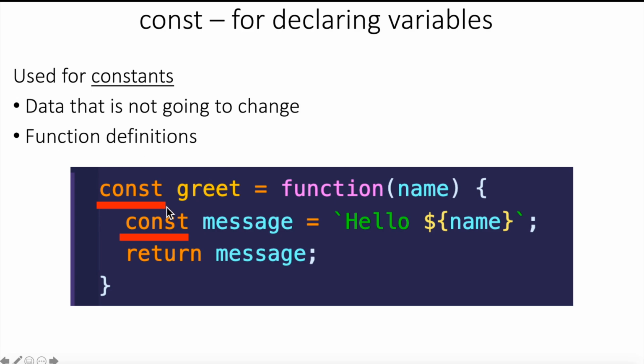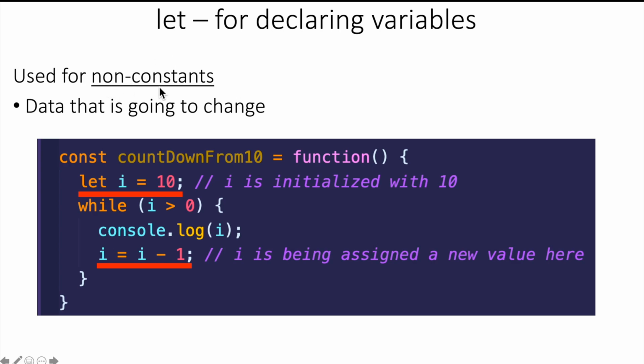definitions. Here we have an example: const greet equals function which takes name as a parameter. So greet is a function and the function definition will not change, so we can use const for greet. And within this function we have a variable called message which will hold a string value, and we see that in this particular function we don't need to change the value of message, so we can use the const keyword to declare message also.